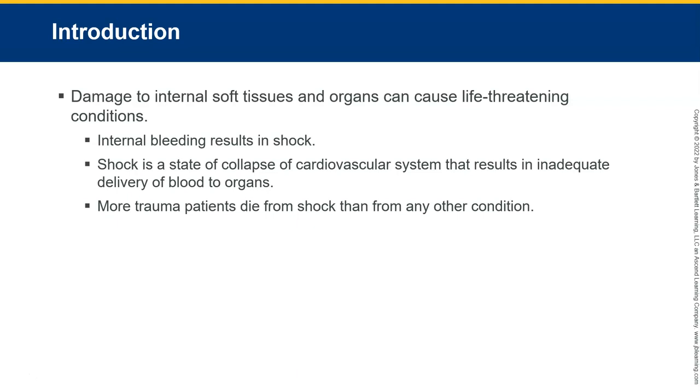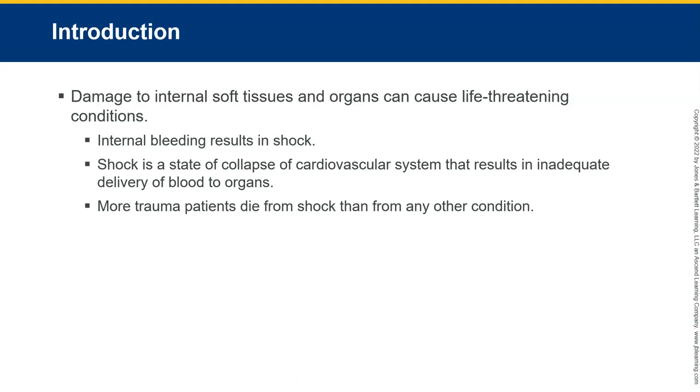So damage to the internal soft tissues and organs can cause life-threatening conditions. And internal bleeding causes patients to lose blood in the circulatory system and results in shock. Shock, we're going to use that word a lot throughout this program. Shock is a state of collapse of the cardiovascular system that results in inadequate delivery of blood to the organs. More trauma patients die from shock than any other condition. So we need to be able to recognize that and know what we're going to do for that.